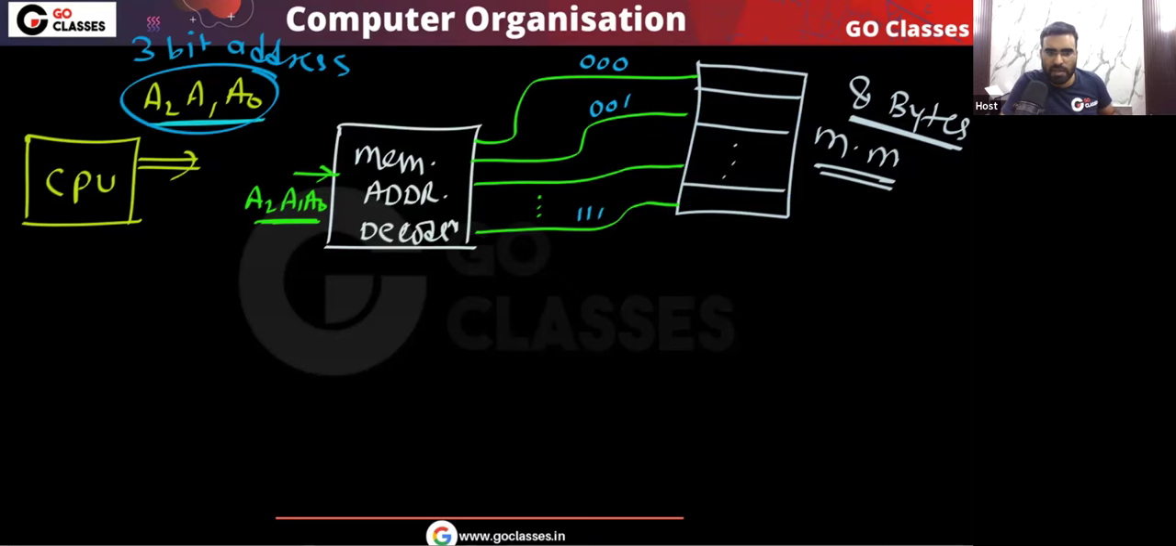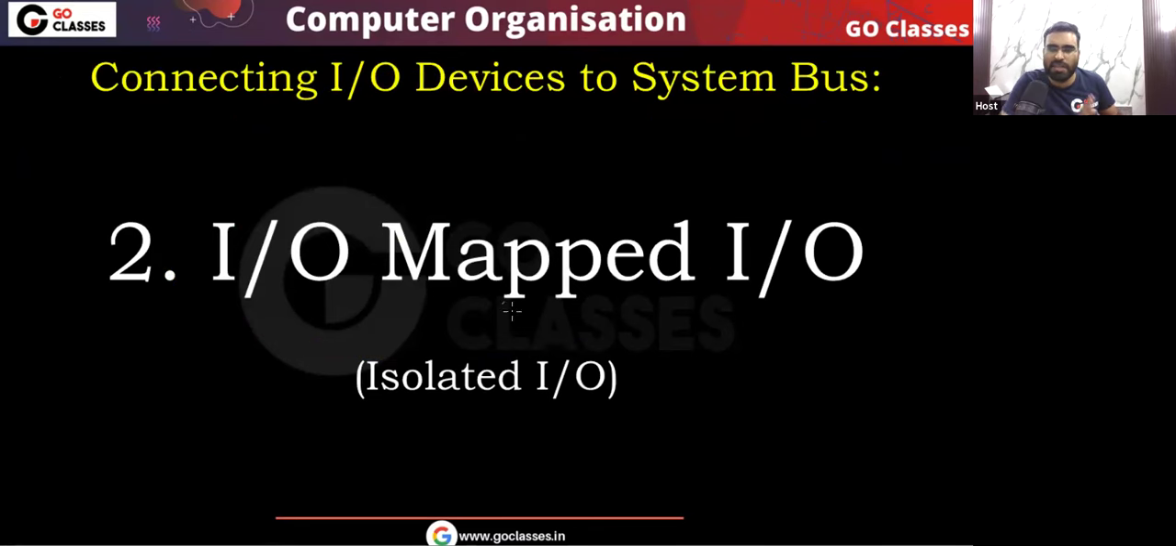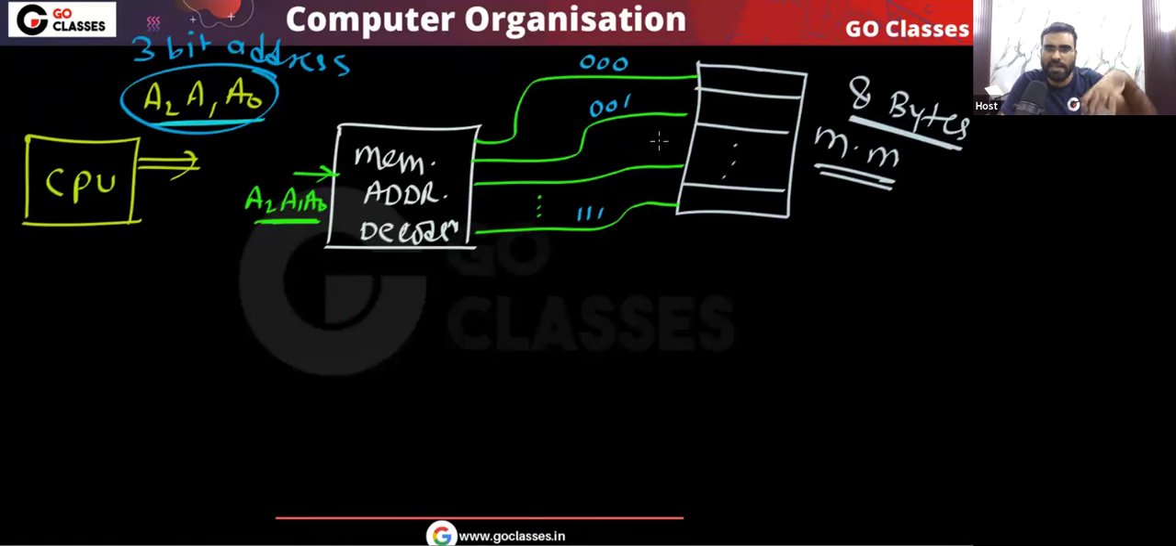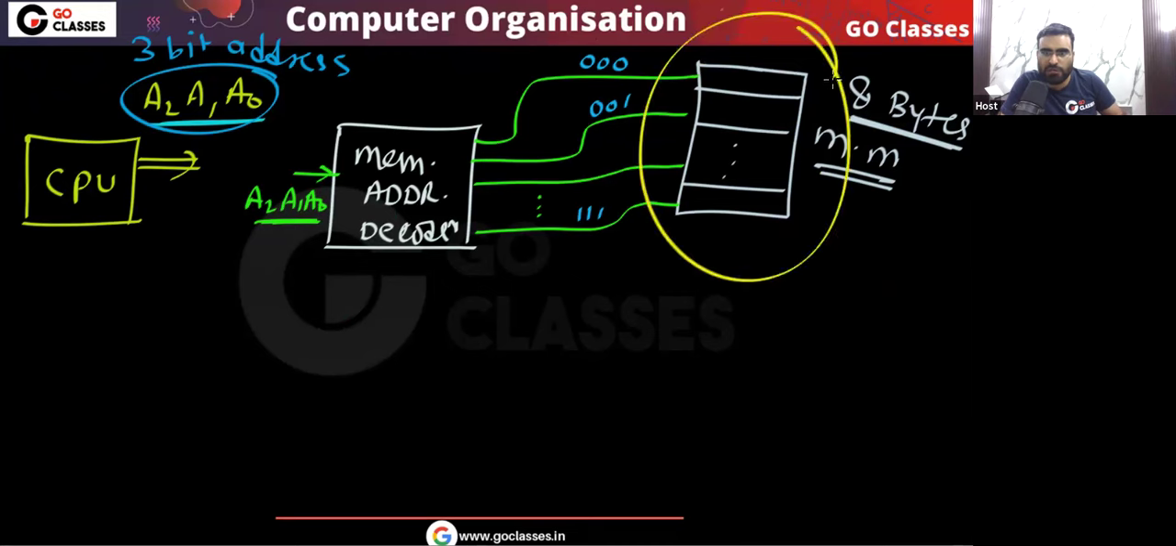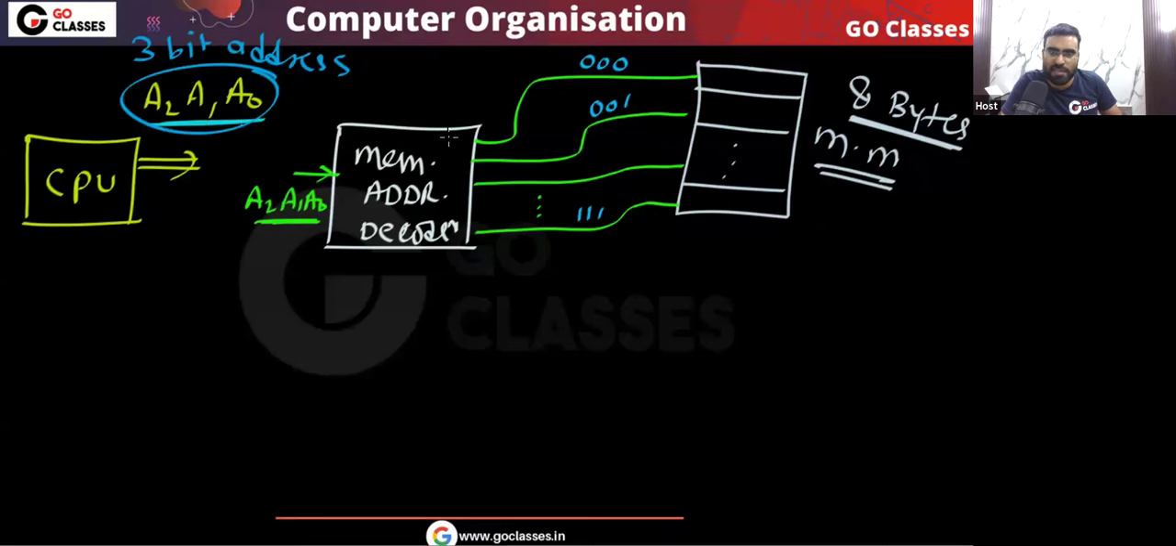Very simple point. Remember, we are discussing IO mapped IO, which means IO devices are not sharing the memory address space. So the complete memory address space we can use. If the CPU is generating a 3-bit address, then there will be a total of 8 addresses possible. And main memory can use the entire address space, because IO devices are not sharing the address space of main memory. That is the reason if you have a 3-bit address, then you can have 8-byte main memory. Yes or no? Is this clear?